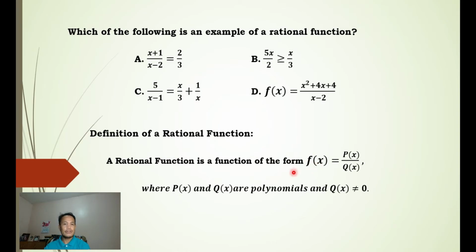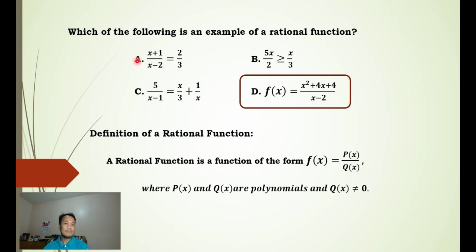So it is very clear in the definition that the correct answer is of course letter D. It is distinct from the other four because of this f of x, or this is y. So we have our numerator here, x squared plus 4x plus 4, which is the p of x. This p of x is a trinomial, which is an example of a polynomial. The denominator is x minus 2, which is also a binomial, which is also a polynomial. So meaning the correct answer is letter D.